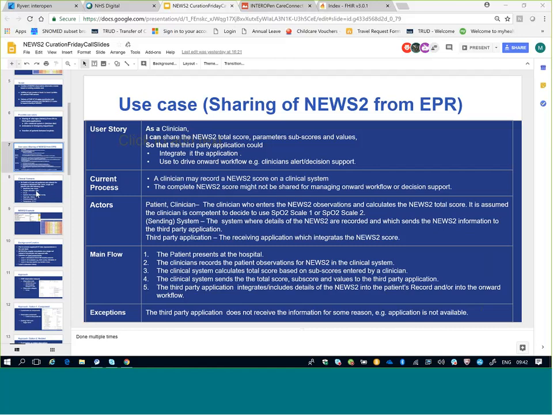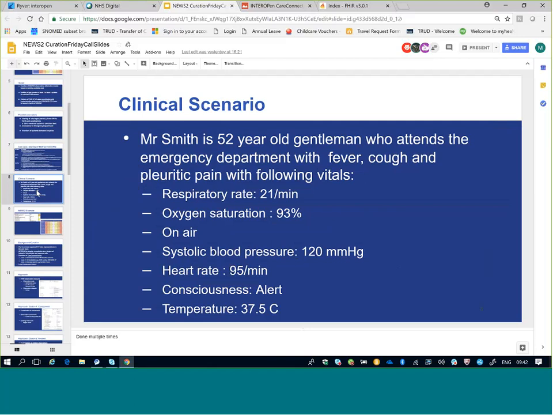So before I come to you for your comments on the use case, I just want to quickly finish the clinical scenario. Mr. Smith is a 50-year-old male who attends the emergency department with fever, cough, and pleuritic pain with falling vitals. Respiration rate is 21 per minute, oxygen saturation 93%, on air, not on oxygen. Systolic blood pressure is 120, heart rate is 95 per minute, and they are alert, not confused, and temperature is 37.5.